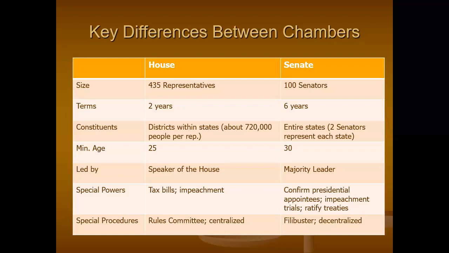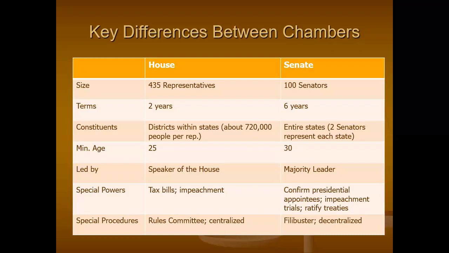In terms of special powers, the House has the power to originate all tax bills. The House also has the power to impeach presidents, federal judges, and executive branch officials. Impeachment is commonly thought of as the removal of someone from office, but it's actually a two-step process where the House formally impeaches with a simple majority vote, and then the Senate holds an impeachment trial in which 2/3 of senators must vote affirmatively in order to convict or remove that official from office.